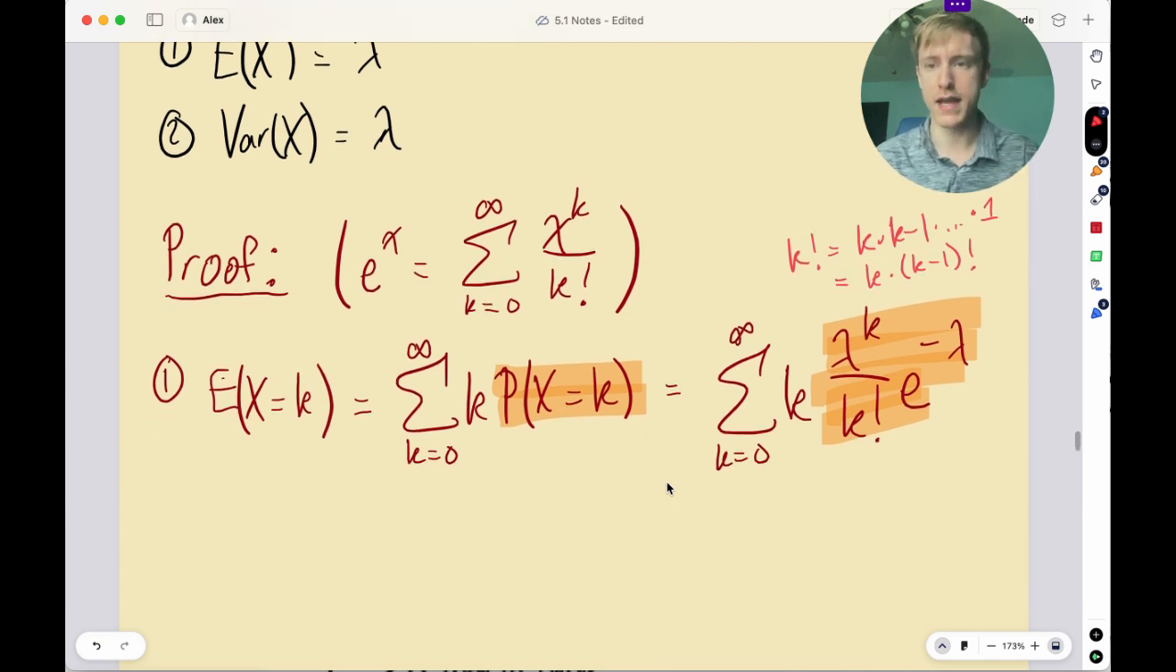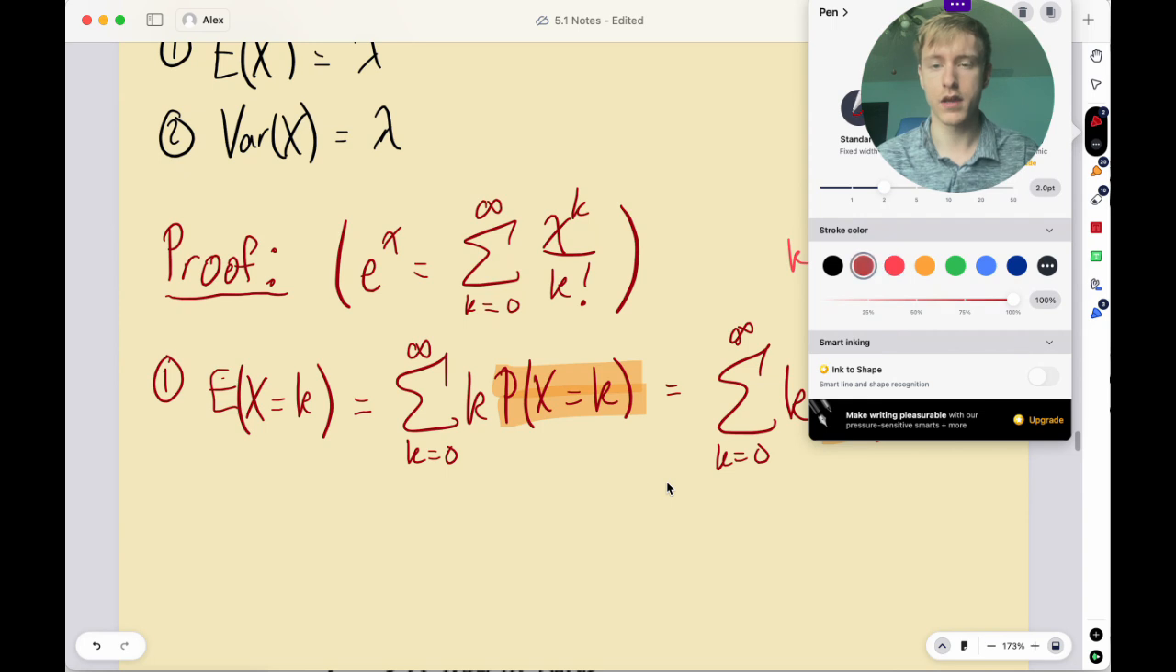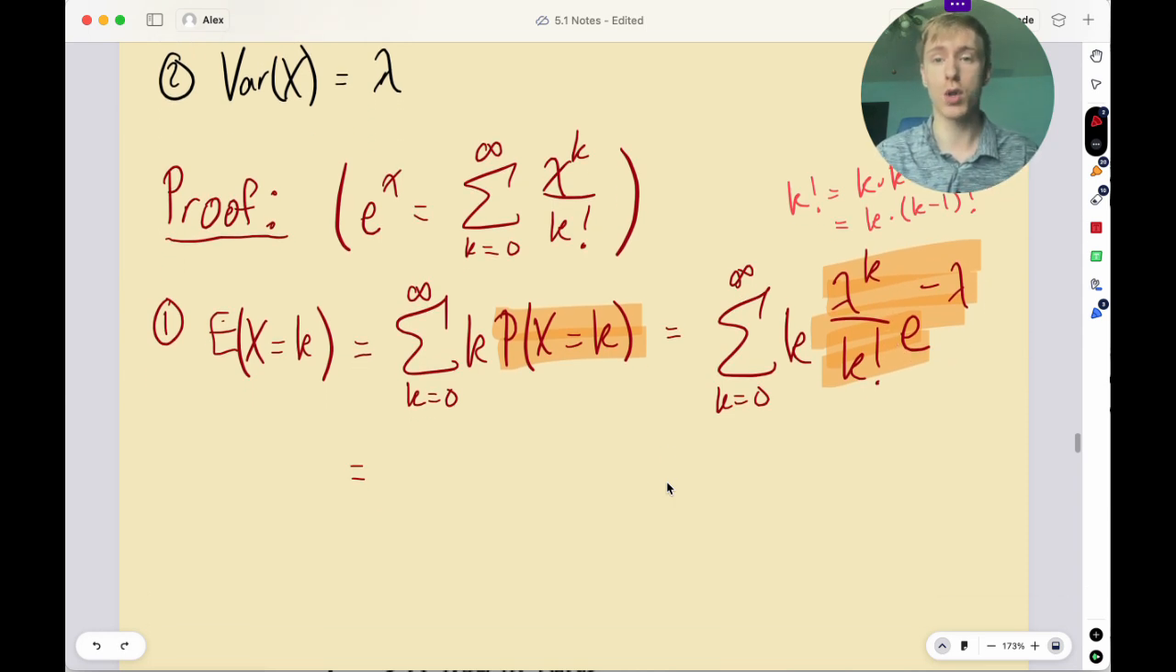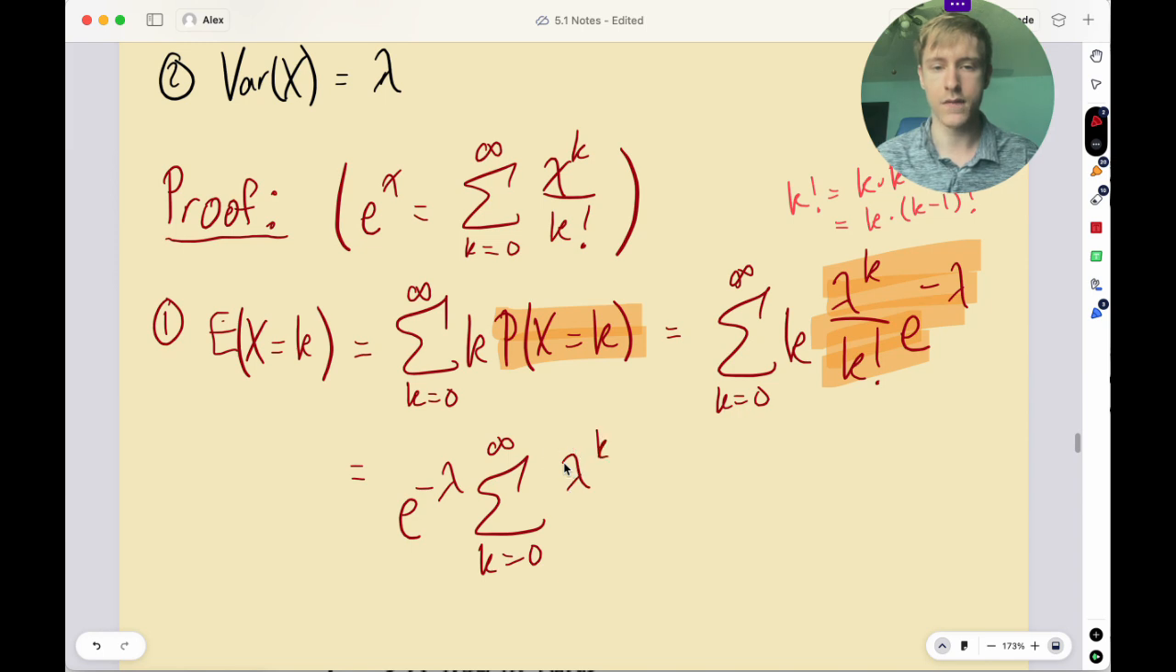Okay, so that's exactly what we're going to do. So one of these k's is going to cancel, and we're going to be left with, well, the first thing that I'm going to do is actually pull out the e to the minus lambda. That has nothing to do with k, so we can just pull it outside of the sum. So this is e to the minus lambda times the sum from k equals 0 to infinity of, now this k is going to cancel with one of these, and we're going to be left with lambda to the k all divided by k minus 1 factorial.